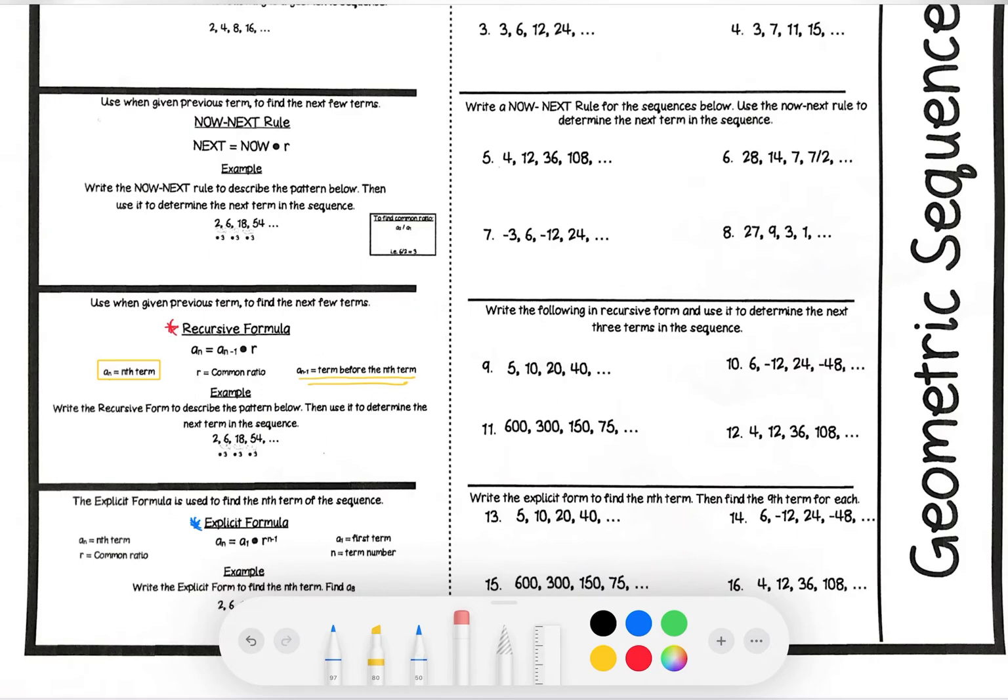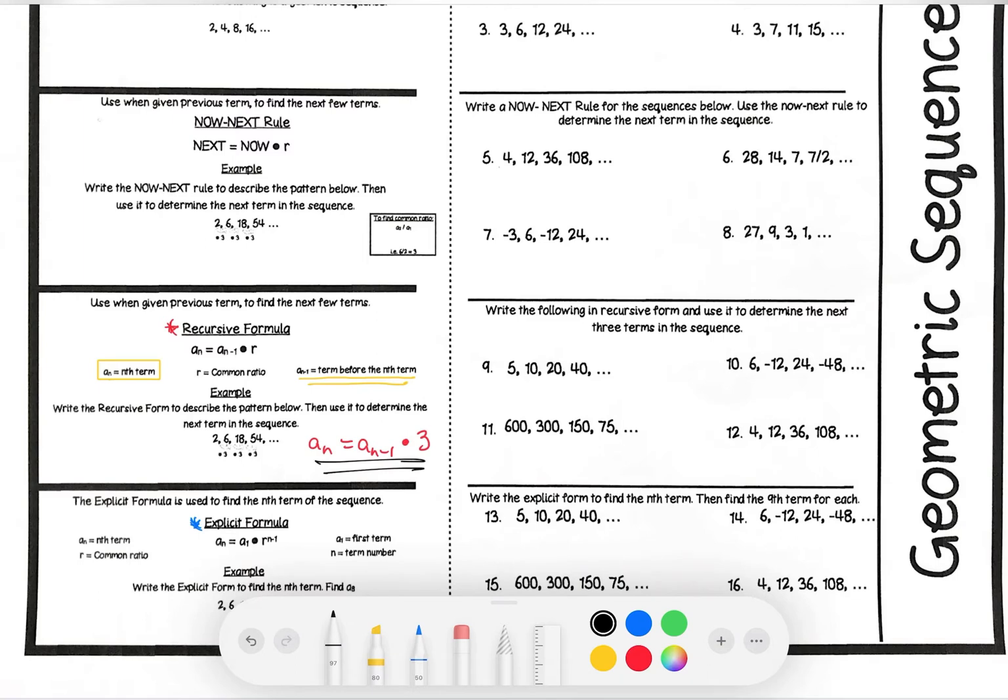Back to it. So in this problem, we're asked to write the recursive form to describe the pattern below, then use it to determine the next term in the sequence. All right, we have 2, 6, 18, 54. If we want to write a formula in recursive form, we would write a sub n equals a sub n minus 1 times, that dot means times, 3. And this is our recursive form.